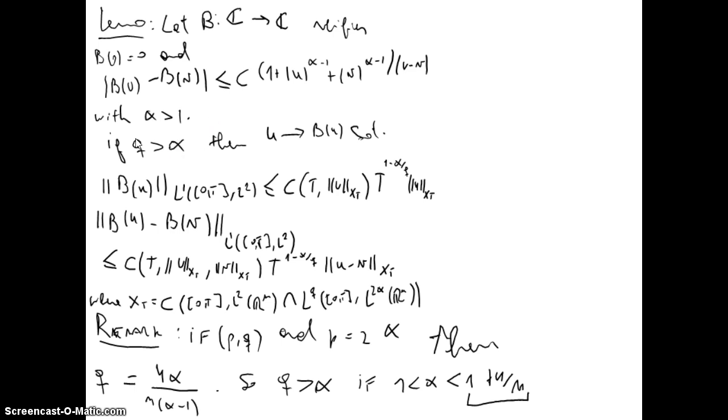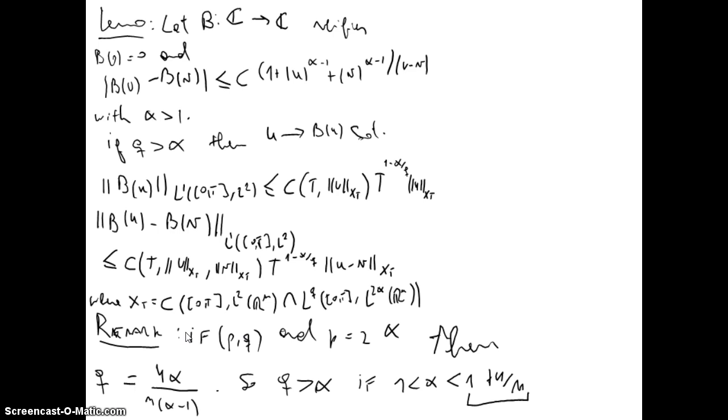Then if q is greater than alpha, the application that goes from u to b(u) satisfies that the norm in L1, L2 is less than a constant that depends on t and u in X_t, multiplied by t^(1 - alpha/q) times the norm of u in X_t, and we have a similar estimate for b(u) minus b(v), where X_t is in the continuous functions in [0,t], L2(R^n), intersection L^q(0,t; L^(2alpha)).